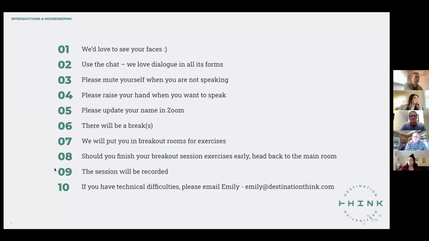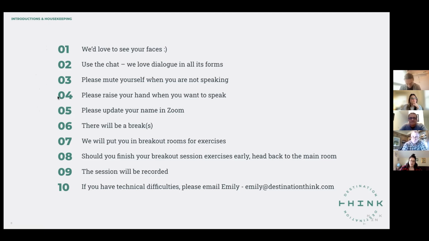If you're familiar with Zoom, there is a chat button right near your video and your mute. So if you feel more comfortable expressing yourself through the chat channel, feel free to do so. We will be looking at that frequently and try to address all the questions and comments in there. If you are not speaking, there is a lovely little mute button to eliminate any background noise. And if you like to raise your hand, there's also a raise your hand feature.